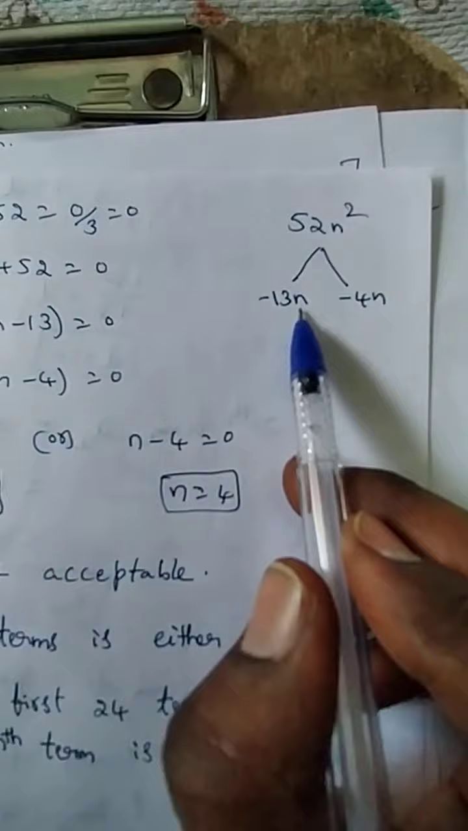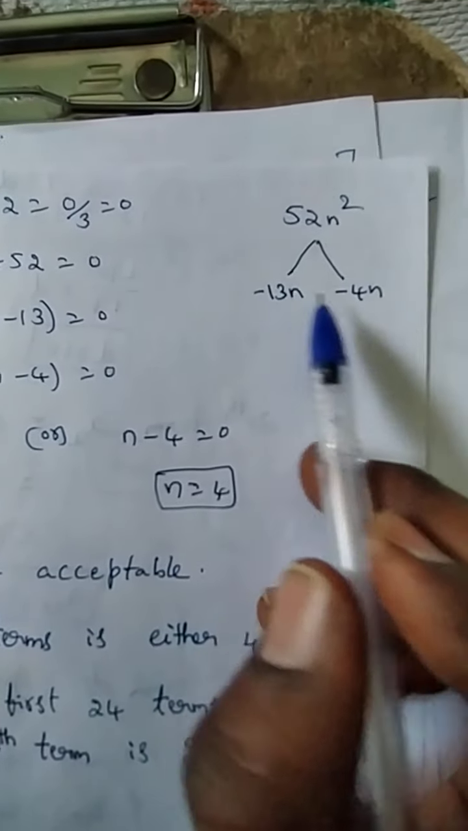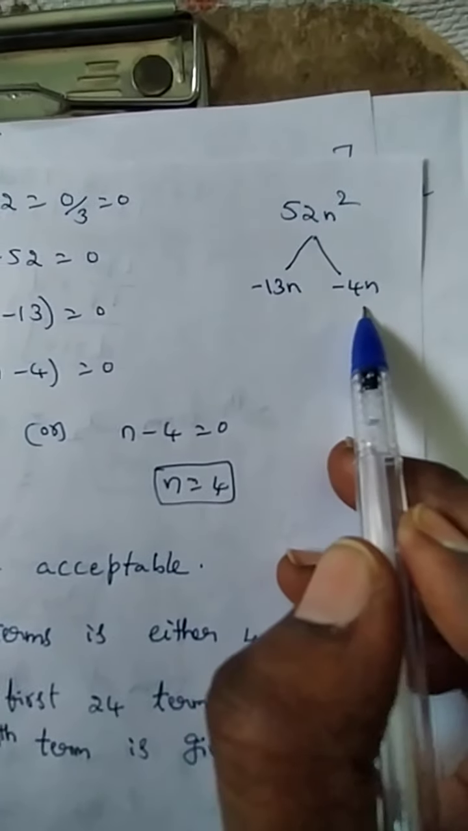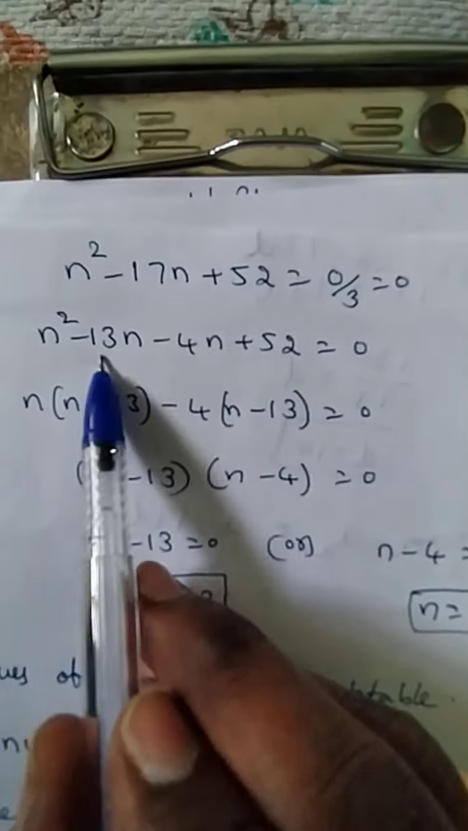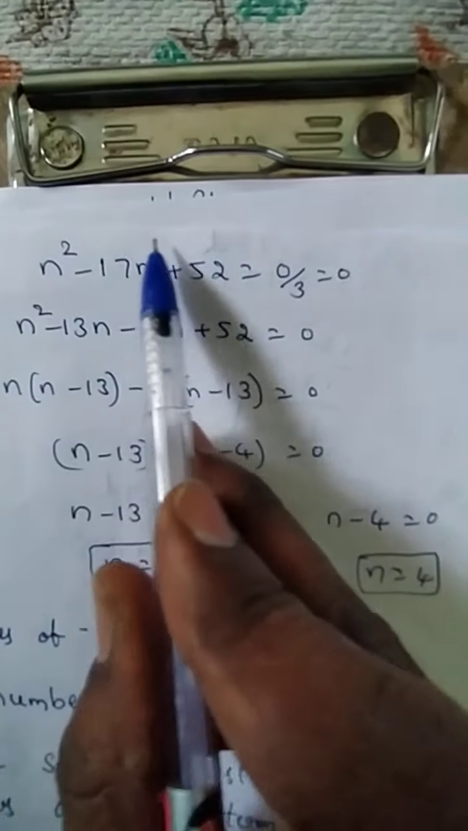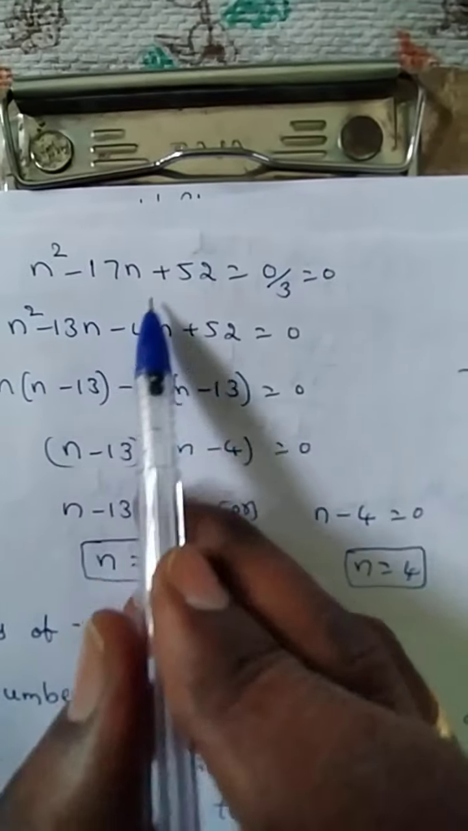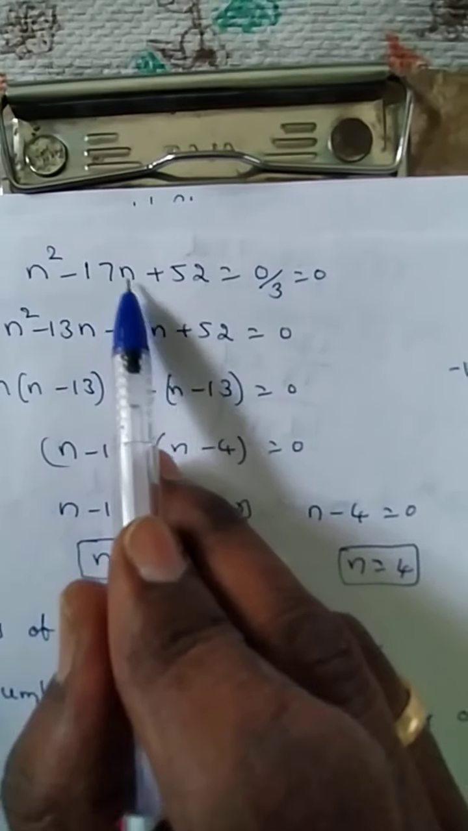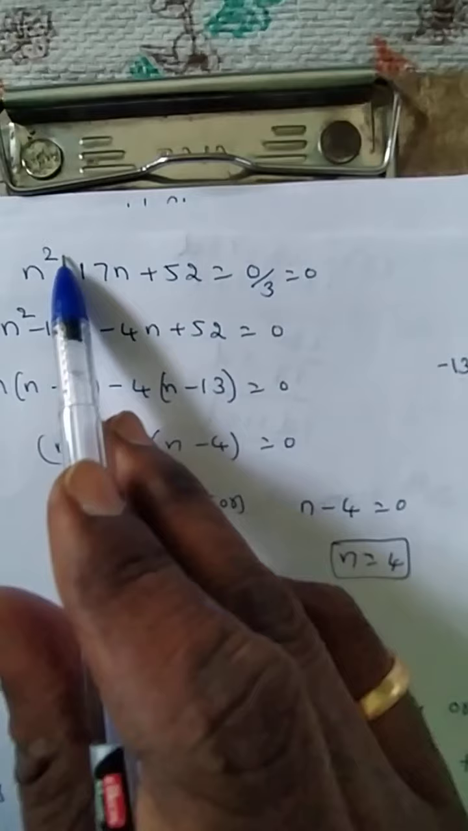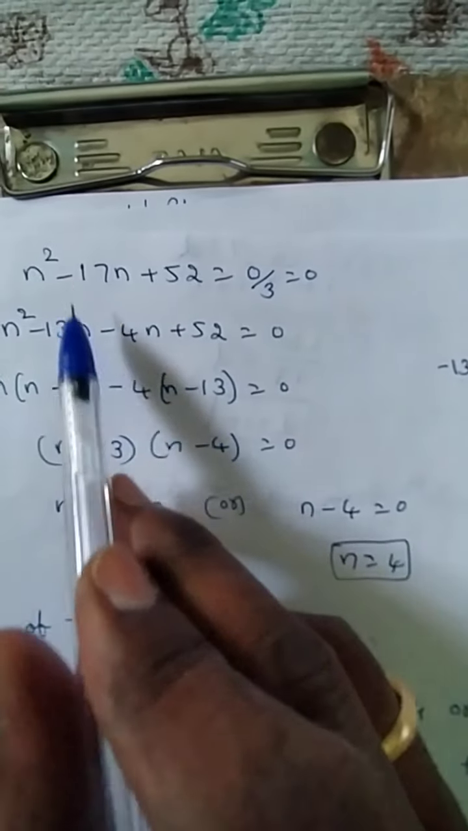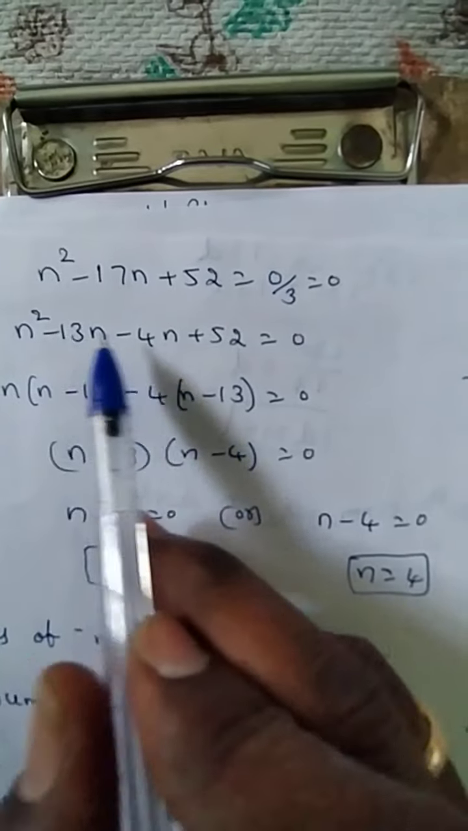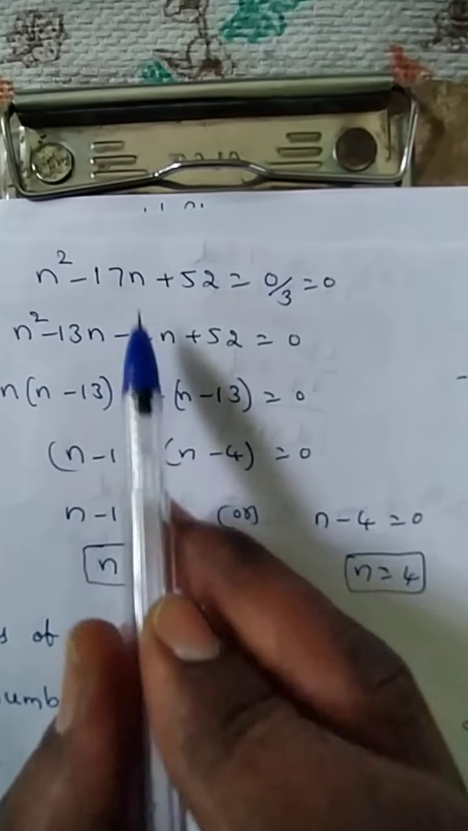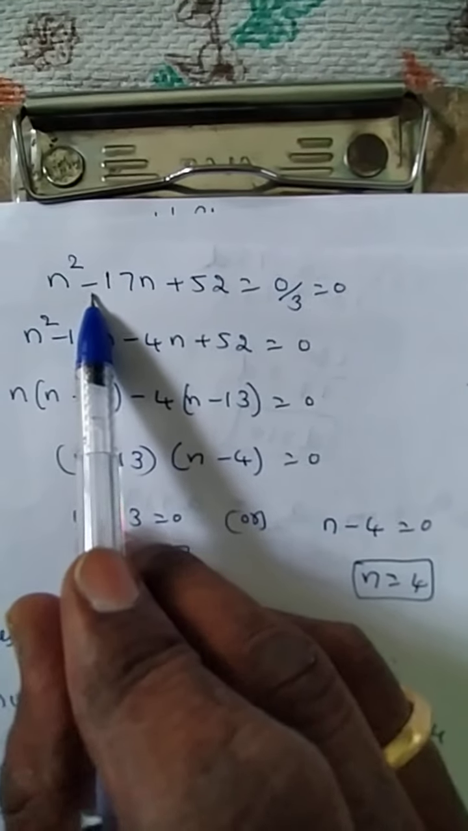13 fours are 52. n square can be split into two factors, that is n into n. So minus 13n minus 4n can be written instead of the middle term of the quadratic equation. What is the middle term here? Minus 17n, the n coefficient term. Instead of that, we write these two terms, minus 13n minus 4n. The sum of these two terms, minus 13n minus 4n, is equal to minus 17n.